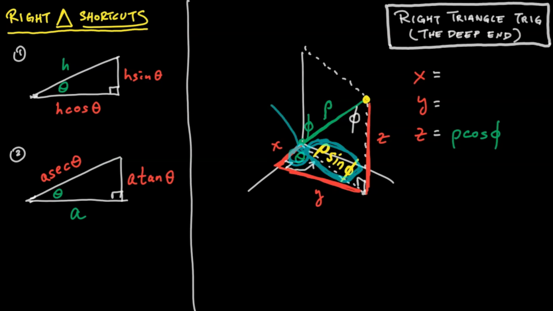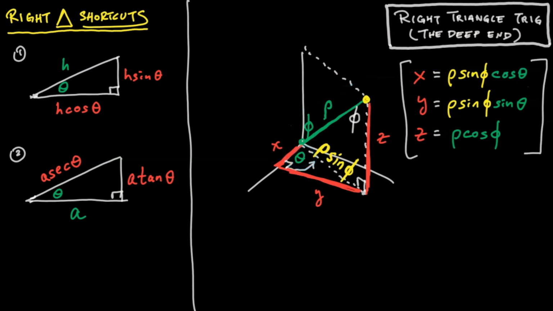That means I can use, once again, my first right triangle shortcut to get the other sides. In particular, this side, y, which is opposite the given angle, is going to be the hypotenuse times the sine of that acute angle. So y is going to be all that junk, rho sine phi, the hypotenuse, times sine of theta. And that's it. That one's done. As for x, that's going to be the hypotenuse times the cosine of theta, because x is adjacent to theta. So that's the hypotenuse, that yellow stuff, times the cosine of theta. And that's it. Those are our translation equations.